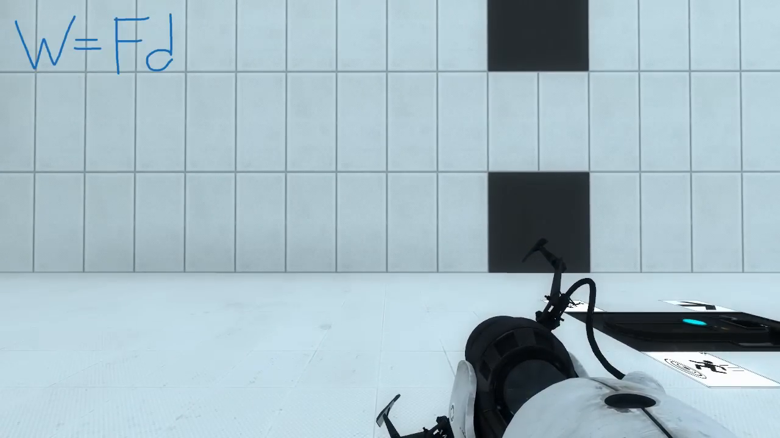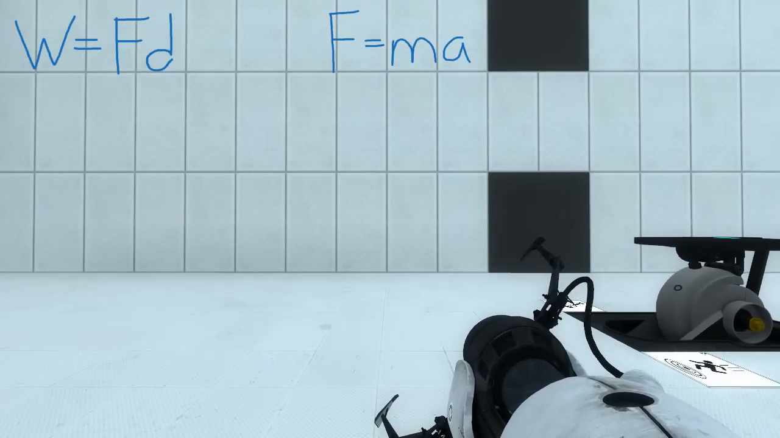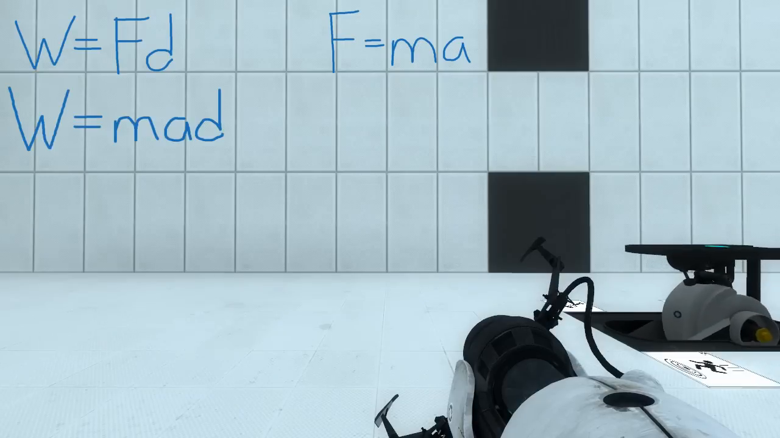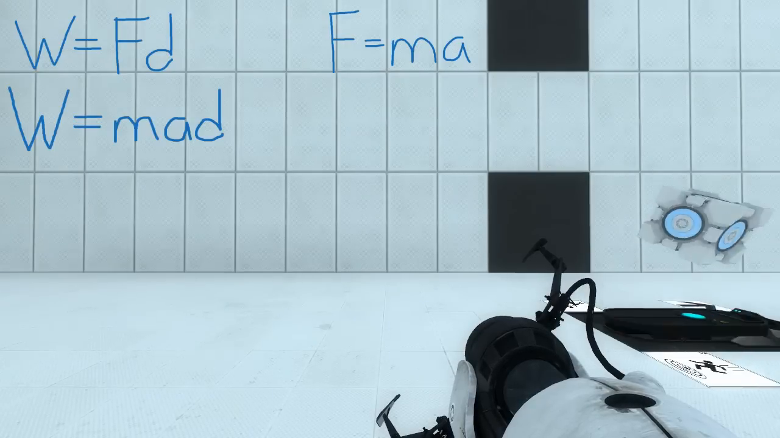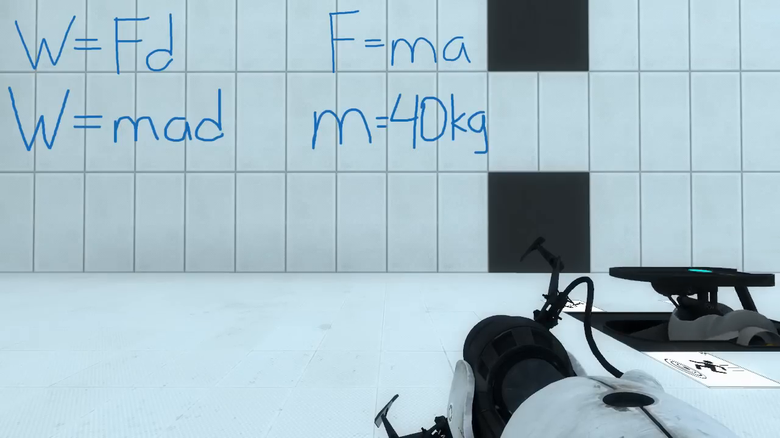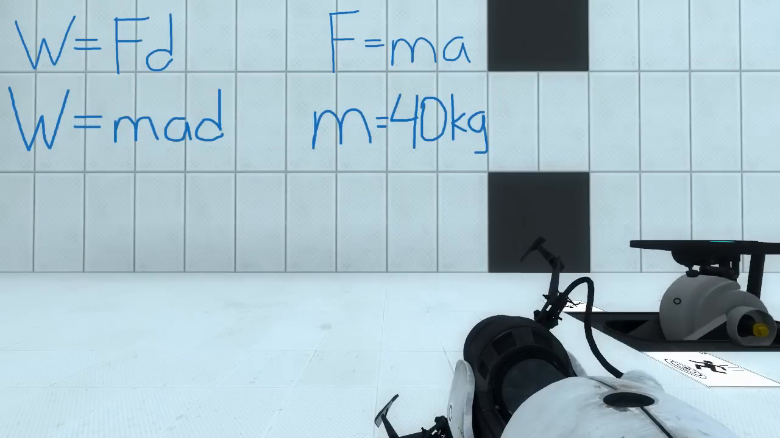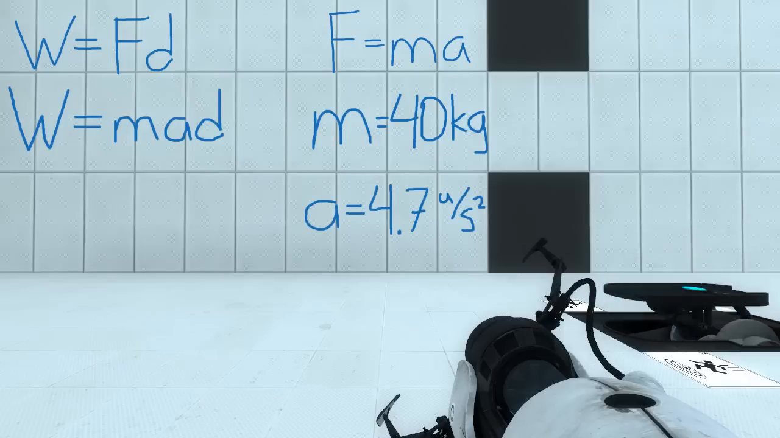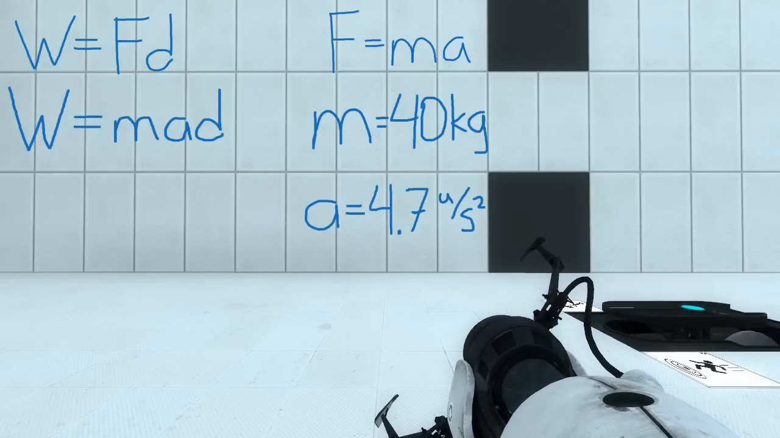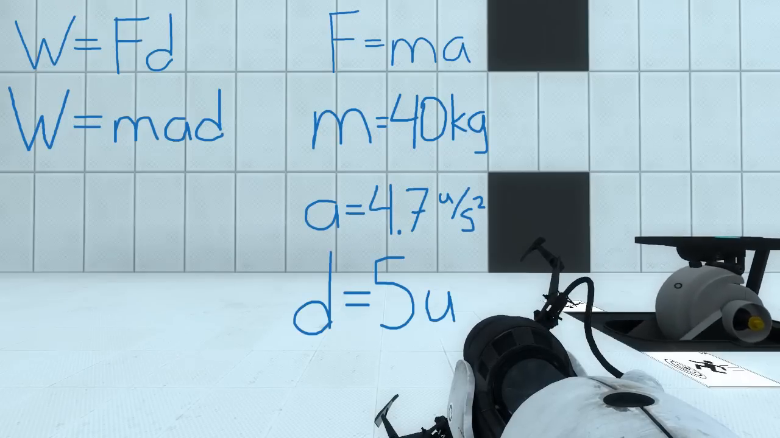We know that work is equal to force times distance, and of course force is equal to mass times acceleration. We can plug in and find that work is equal to mass times acceleration times distance. Our mass is going to be 40 kilograms, that's actually given to us by the game for the mass of the cube. Our acceleration is 4.7 units per second squared, and our distance is 5 units.